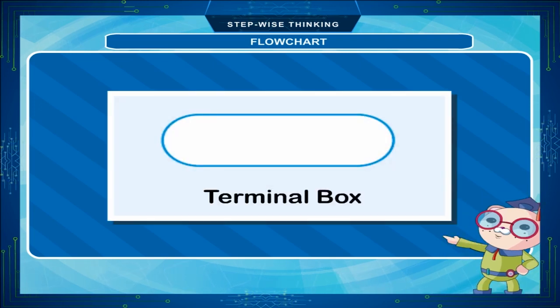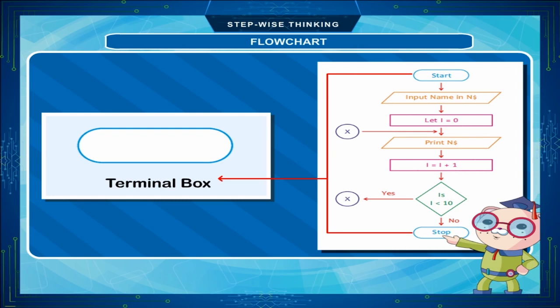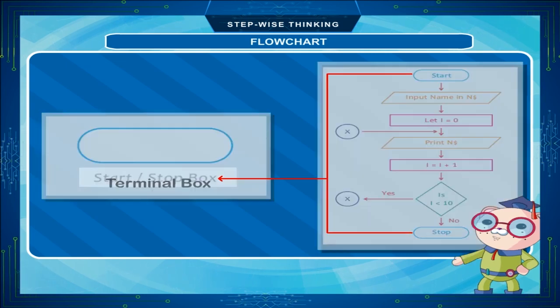The terminal box is the starting or ending point in a flowchart. So, it is also called a start or stop box. This box is used in the beginning or at the end of any program. This is oval in shape, and while creating a flowchart, we write start or end inside this oval.